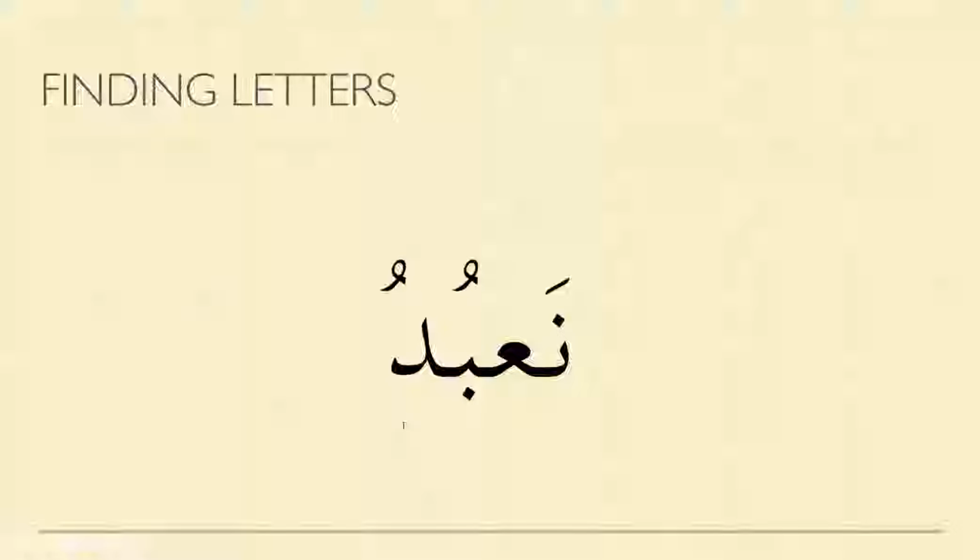Na'budu. We worship. This is our noon at the beginning of the word, which looks just like the ba, the ta, or the tha, or even the ya, but it has one dot on top, so this is a noon. Na'budu. Here we have our ayn here, which is silent, so we say na', na'budu. And then we have a ba here with a dhamma, bu, and then a dal here, du, na'budu.